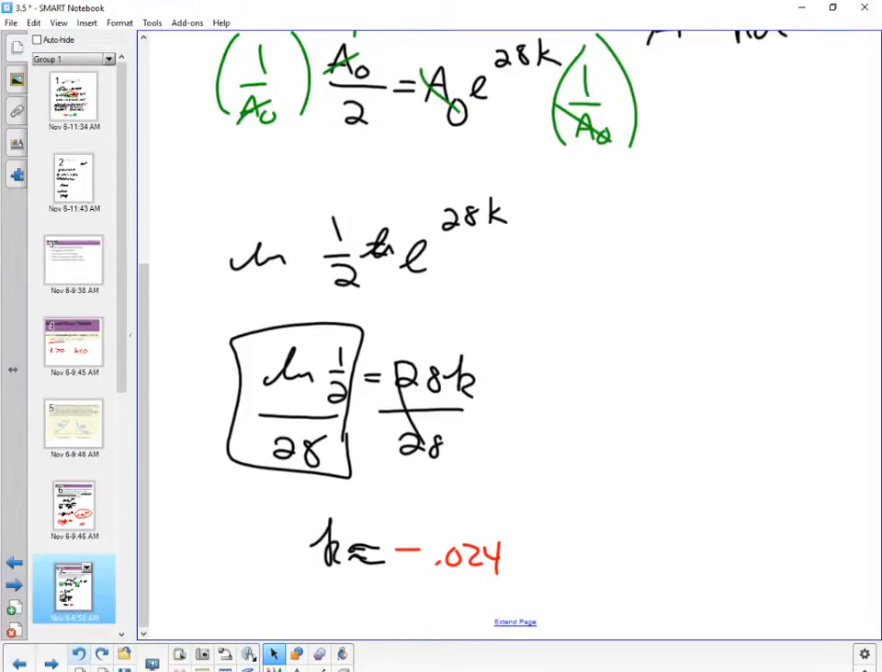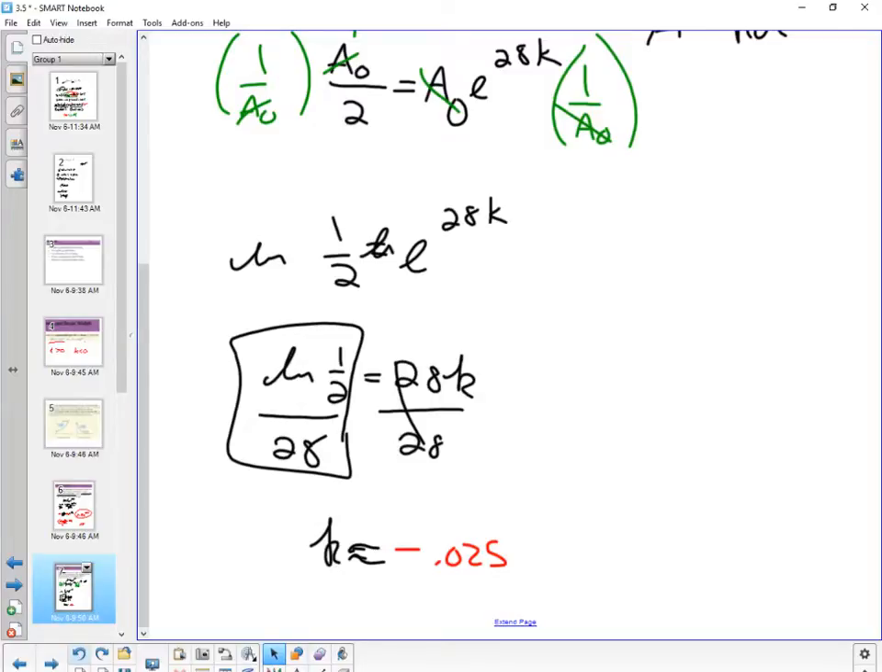Now, is this a reasonable solution for k? Is this an acceptable response for k? Yes, it is, because it's exponential decay. For decay, k should be negative. That's a good way to verify right there. If it turned out positive, then you're wrong. That's a growth. You just lost points.